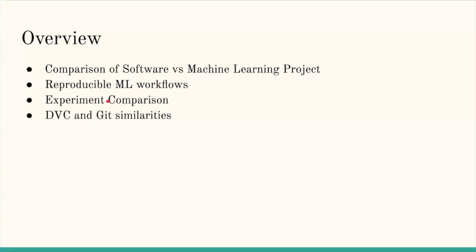And once we set up the ML workflow, we can conduct multiple experiments and compare the results of each experiment and say this is the best model. We'll also understand how we can compare multiple experiments. And in the end, we'll end with a comparison between DVC and Git.